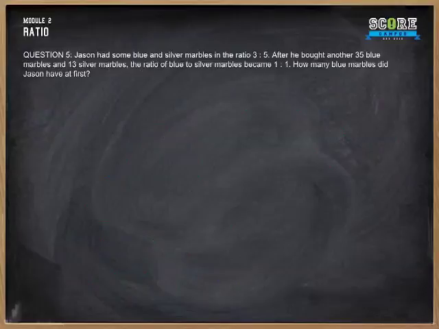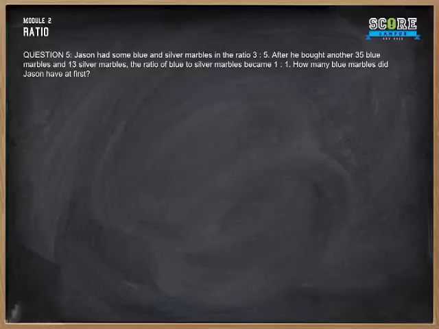Last question of lesson 4. Jason had some blue and silver marbles in the ratio of 3 is to 5. Then he got a little greedy and he went out and bought another 35 blue marbles and 13 silver marbles. Once he did that, the ratio of blue to silver marbles became 1 is to 1. How many blue marbles did Jason have at first, in the beginning?